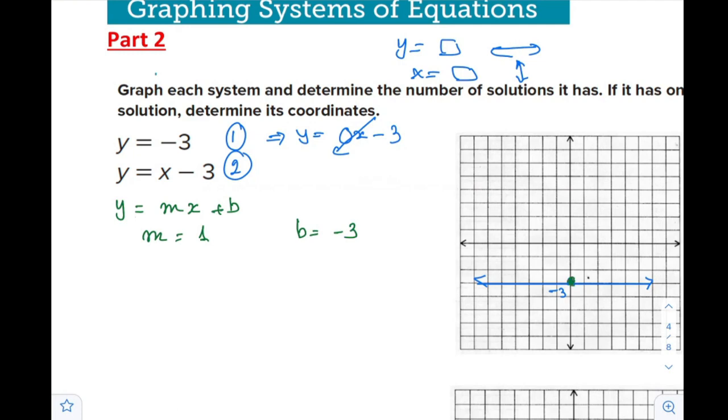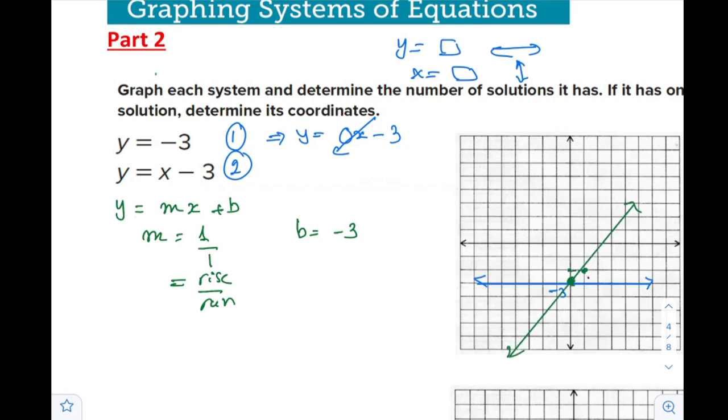I start from the y-intercept, and I will move according to the slope. Slope is rise over run. So from this point, I go up one and I run to the right 1. 1 and 1. So this is my line.